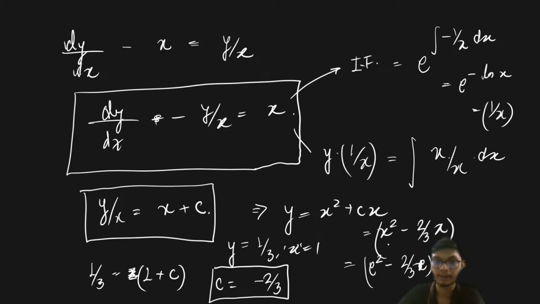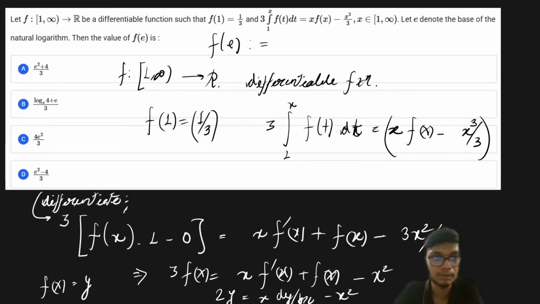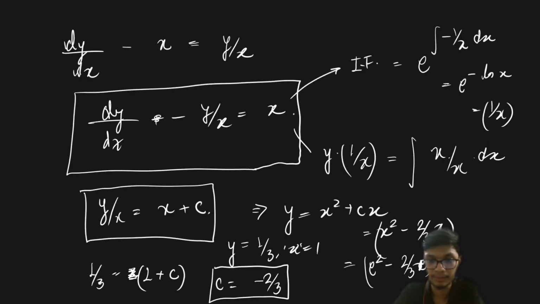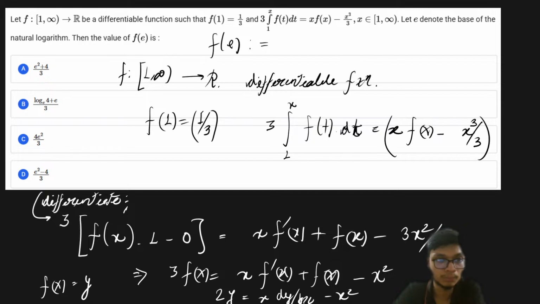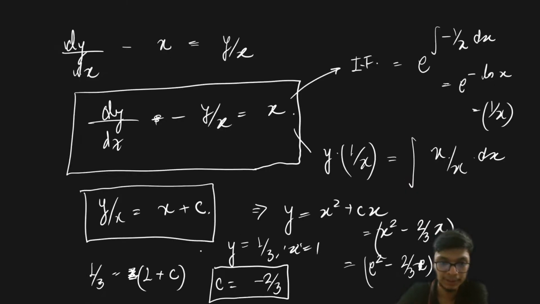So e² minus 2, sorry, e² minus 4. Actually, I think, yeah, there is a mistake over here, that I forgot one sign. Just let me recheck.